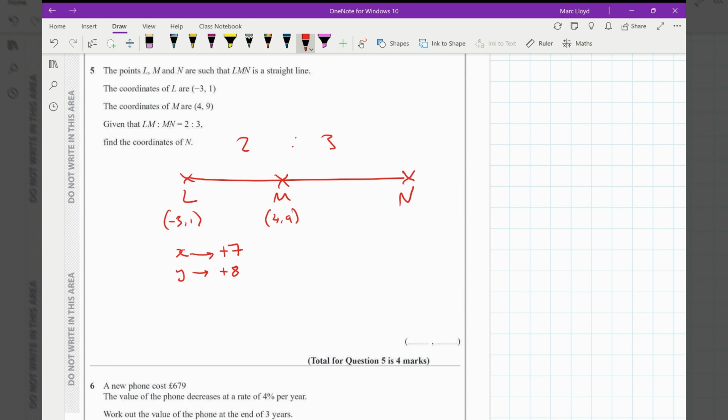Happy with that? Right. Now, because this is a ratio of 2 to 3, my plus 7, I'm going to divide it by 2, times it by 3. And I'm going to do the same thing for the Y coordinate. So for Y, can I do it? Do I do it like that? If I just times it by 5, I might get all the way there.